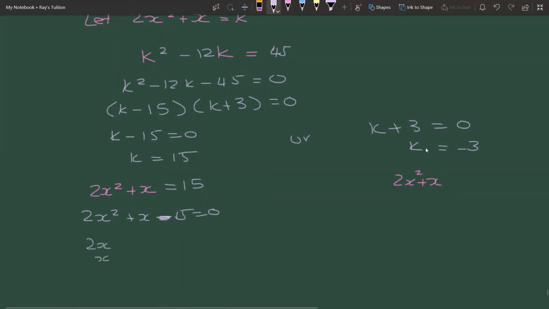2x times x, we write the first terms under each other, and then we write the second terms under each other. So we have 5 and 3. We cross multiply, that gives us 5x, and this gives us 6x. And we're looking for a positive x, so you can say positive 6x minus 5x gives us positive x. So this sign here should be a negative, and this sign here should be a positive. So this factorized gives us (2x − 5)(x + 3) = 0.